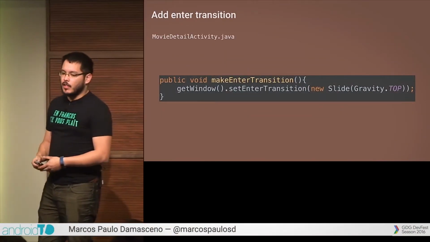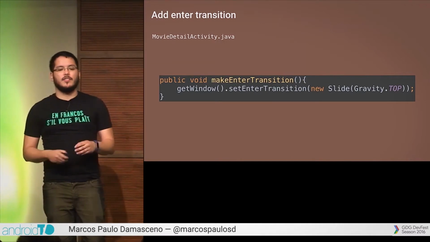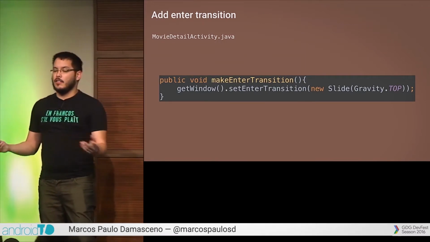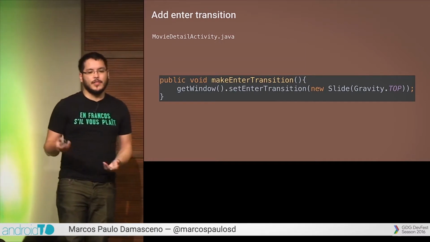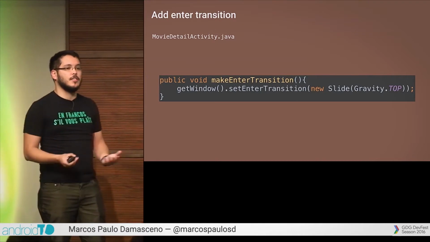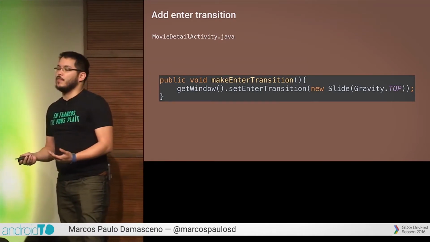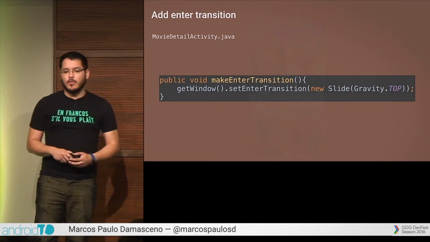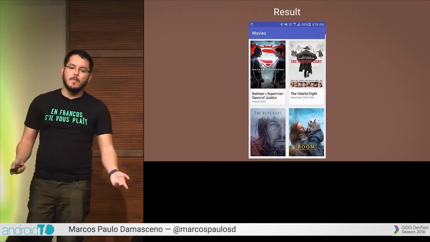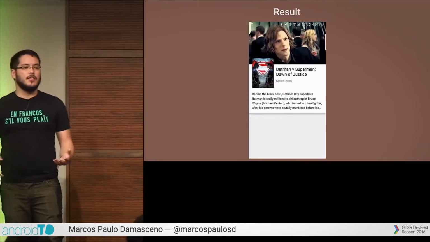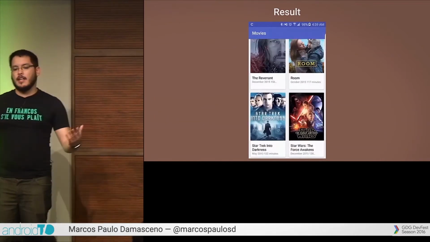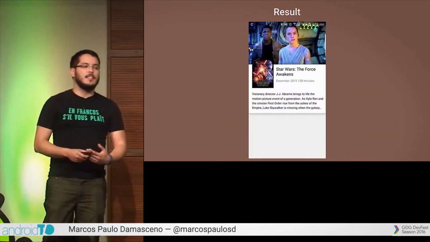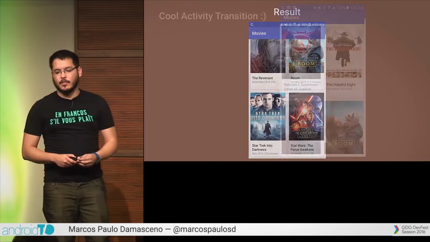Now, I can say that I want it to come from the top. So let's just put an enter transition for the detail activity, because the other things are just appearing. That's not really very nice. So let's do something more cool. If I put that the enter transition of the detail is coming from the top, that's the result that we have. Still, it's not that good, right?